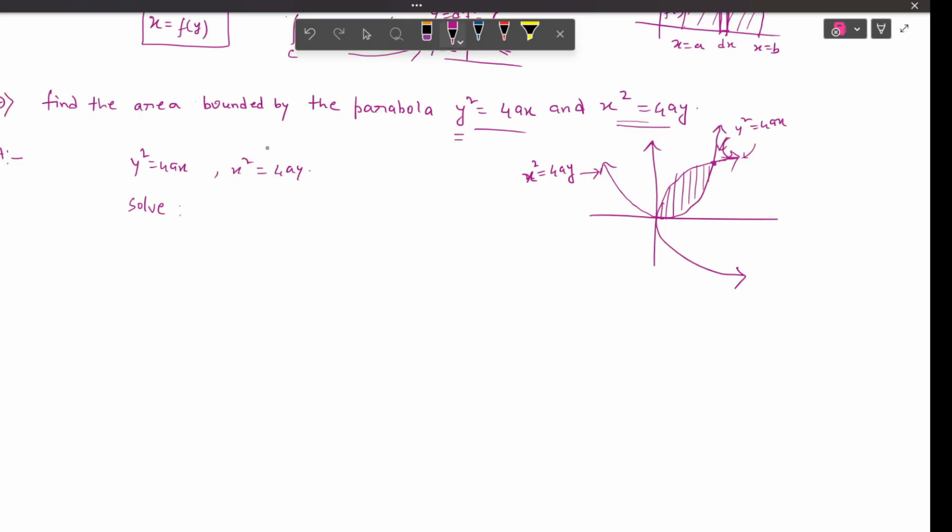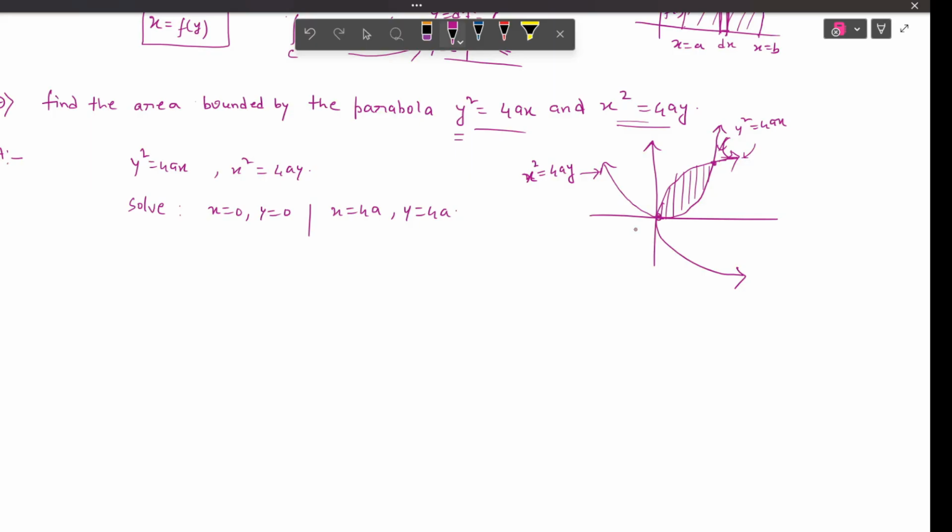If you solve, you will get x equals 0, y equals 0. That means put any one of the values, let us say y equals x square by 4a, in this equation, and then you get one equation, solve. From this you will get the x value, and put in the other, you will get the y value. But here we have squares, so you'll definitely get two values. So x equals 0 and y equals 0, and x equals 4a and y equals 4a is the other point.